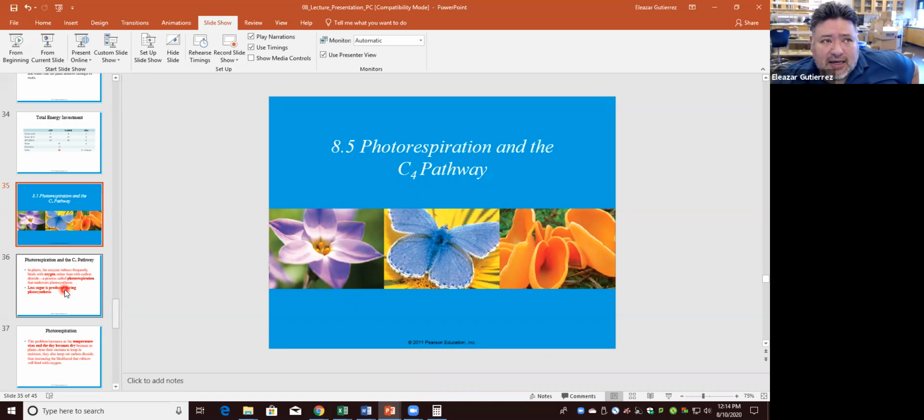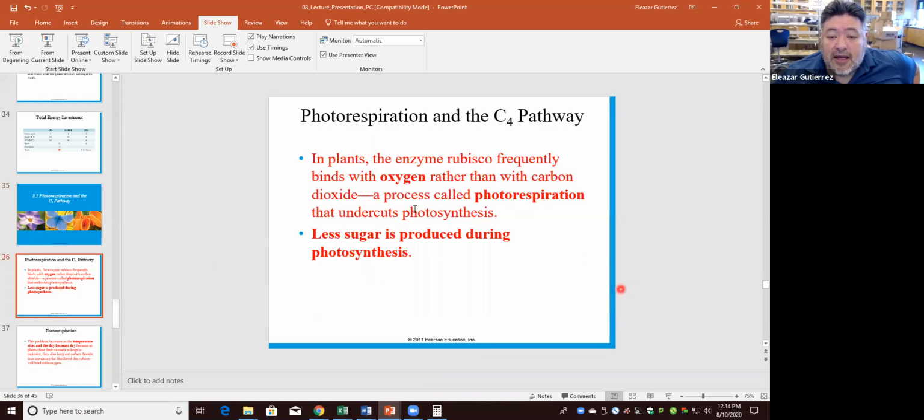And a lot of times you're in trouble because it's a hot day, it's a dry day, and the plant doesn't want to lose water moisture, so it closes the stomata. But in closing the stomata, it means that carbon dioxide cannot come in order to carry out photosynthesis. And so we end up with a problem. Okay.